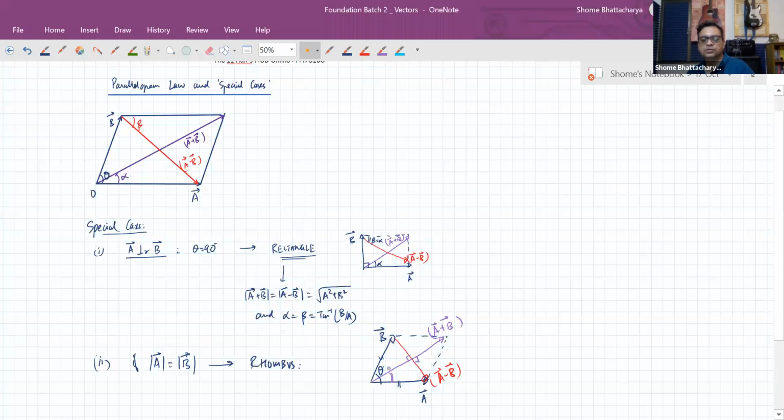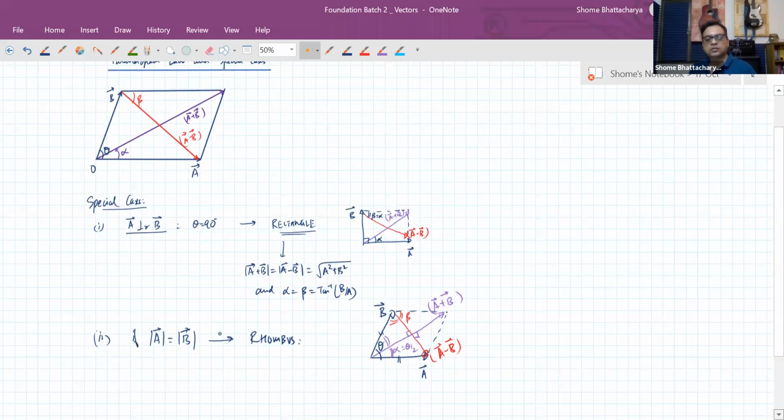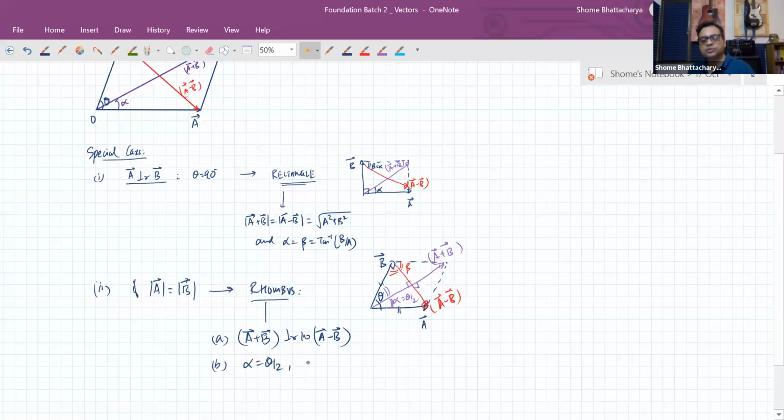So if this angle is theta, here this angle is equal to this angle, and here this angle is equal to this angle. So we have the important properties of the rhombus, so let's label these properties separately. The vector A plus B is perpendicular to the vector A minus B. And secondly, alpha is theta by 2 and beta is 90 minus theta by 2.